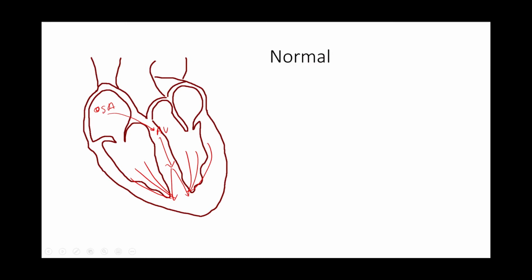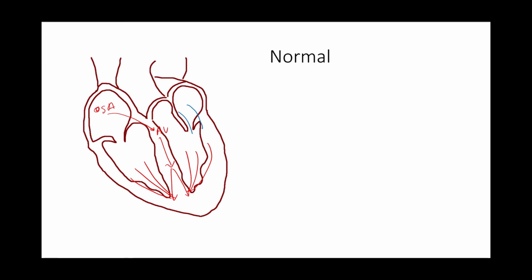Now, what if we added an accessory pathway to this scenario? In other words, what if we added another pathway that allows electrical conduction to travel? While this is quite rare, it is likely that you will encounter patients with accessory pathways in their heart, so it's important to understand what may happen in such a scenario.